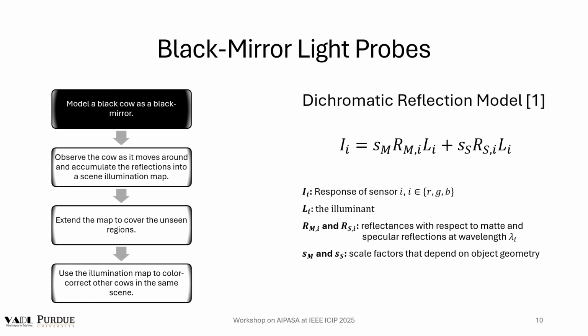To model a black cow as a black mirror, we use the dichromatic reflection model. Its equation is shown on the slide. It models the reflection as the sum of matte and specular reflections. Here, the S terms are the scale factors that depend on the object geometry. Rm and Rs are the reflectances with respect to matte and specular reflections. Li is the illuminant.